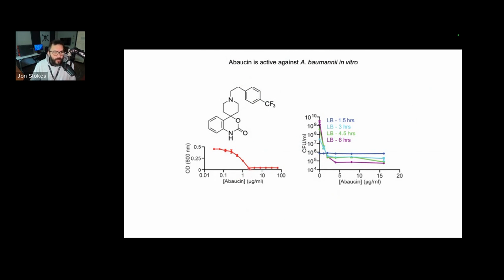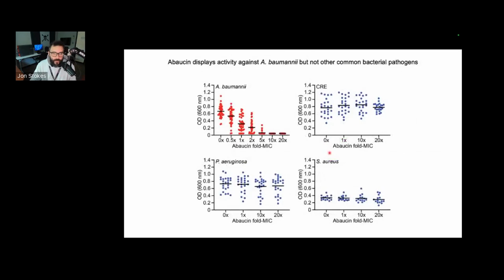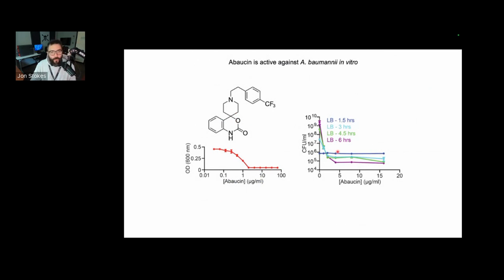Abicin has a minimum inhibitory concentration of about 2 micrograms per milliliter against Acinetobacter. And when we test Acinetobacter against abicin for bacterial cell viability, we observe that abicin is, I'd say, modestly bactericidal against Acinetobacter in vitro, meaning it kills roughly a log.